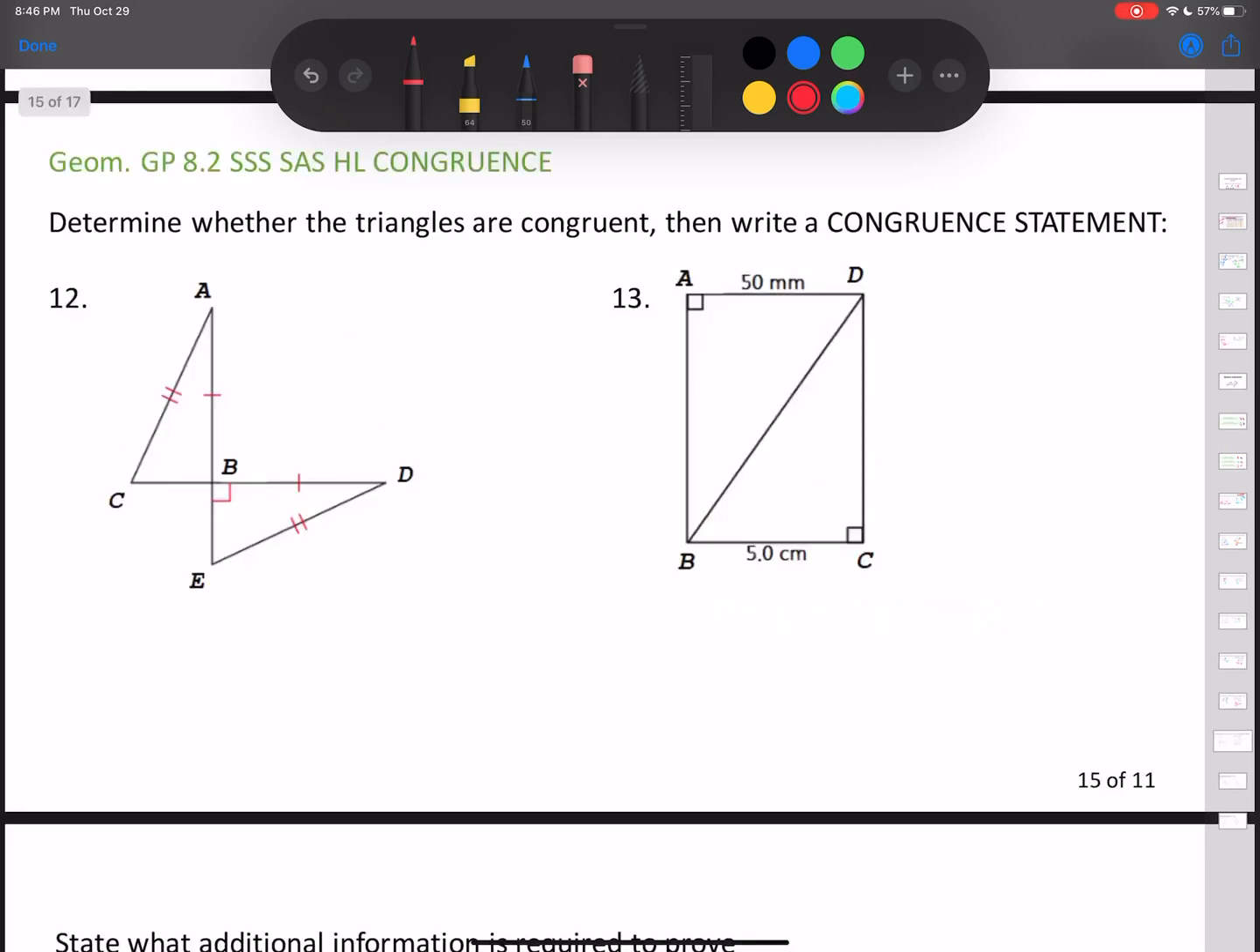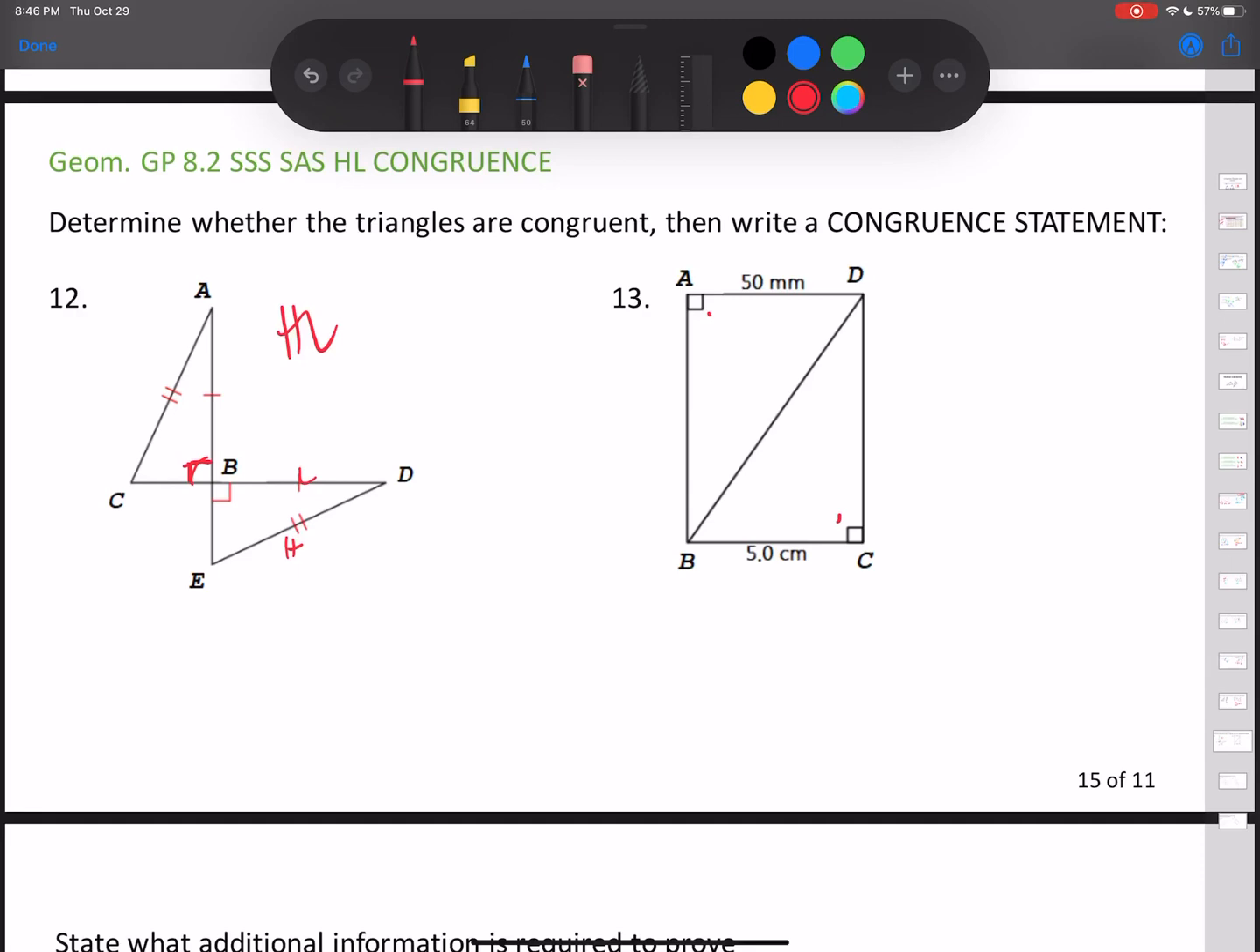Okay, again, I've got vertical angles here, and in fact, I have 2 right angles. So it's more than just vertical angles. So as a result, I have a leg and a hypotenuse. So I have hypotenuse leg. Again, 2 right angles, I should be immediately thinking hypotenuse leg.